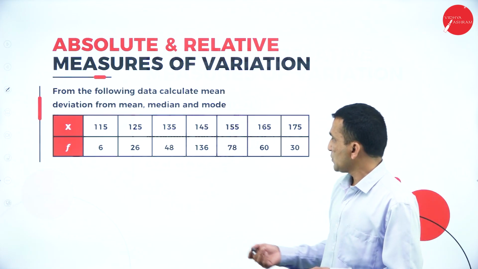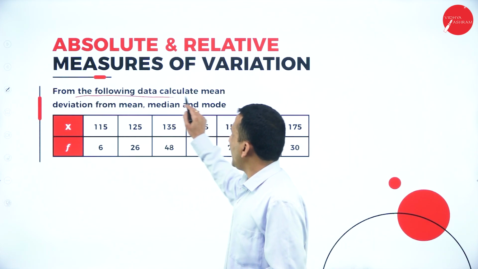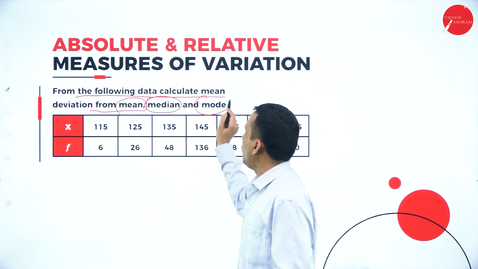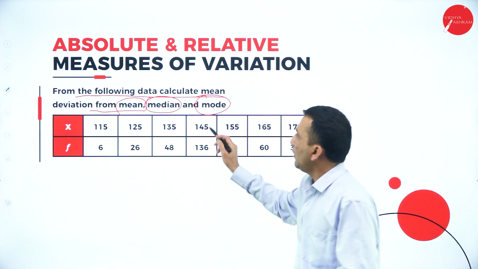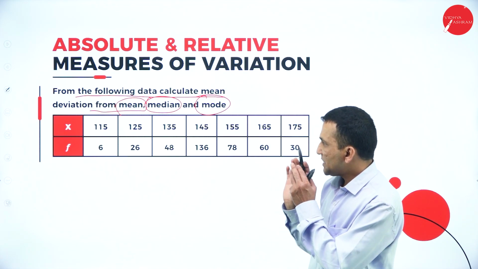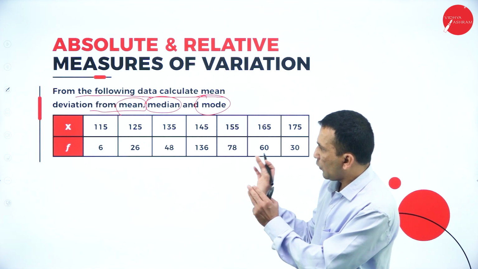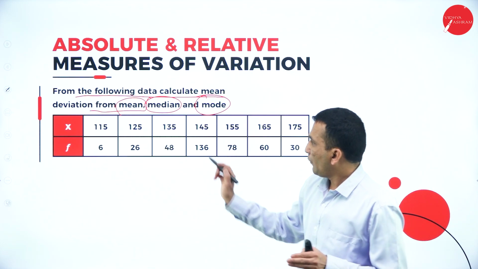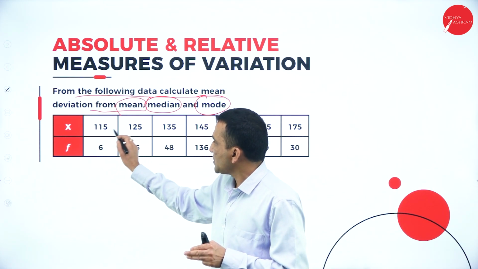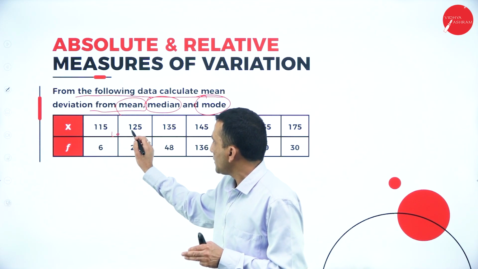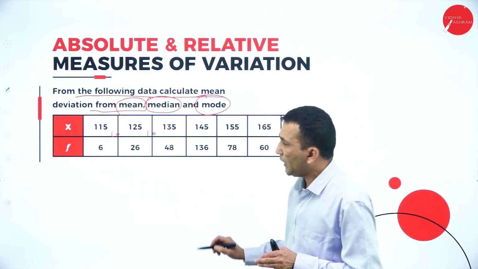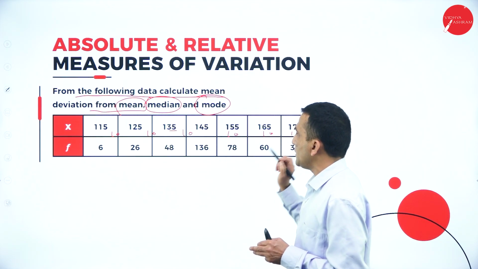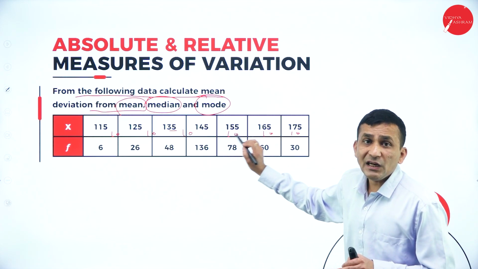So moving forward, there is one problem. From the following data, calculate mean deviation, mean basis, median basis, even mode basis, the data which suits all mean, median, mode. This data looks like discrete group data, because frequency is given and the X series is given. You have to carefully observe. When you compare with the next number, you are getting a 10 difference. With the third number, 10 difference, and the fourth number also 10 difference. So now it is an equal distance problem.